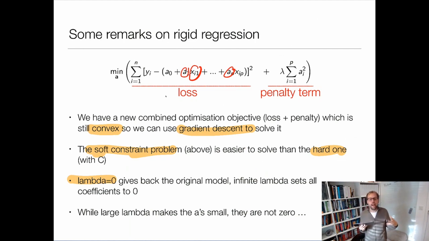What I would really like to have is that some of the a's which are irrelevant will be taken exactly to 0. But this is what we don't get right now. And this is something we will see when we move to the lasso, which is what we will do next.